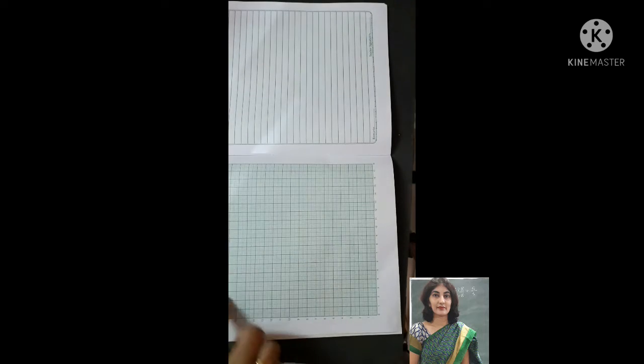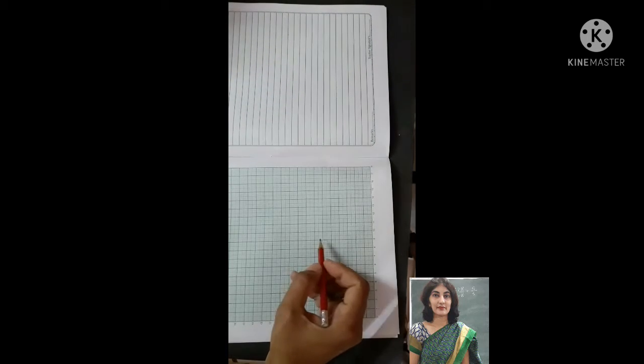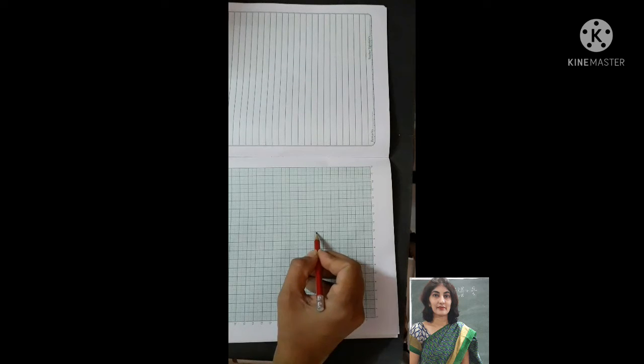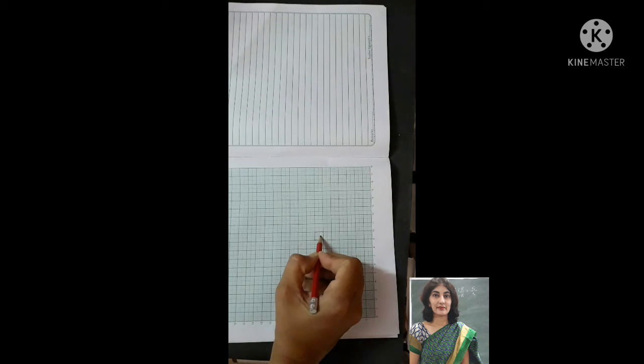Now in this graph notebook you can see these small squares. See, this is one square. It is having 100 small squares. So this one square is known as 1 centimeter square, and using this square we are going to draw the graph. See example number 8 given on page number 69.